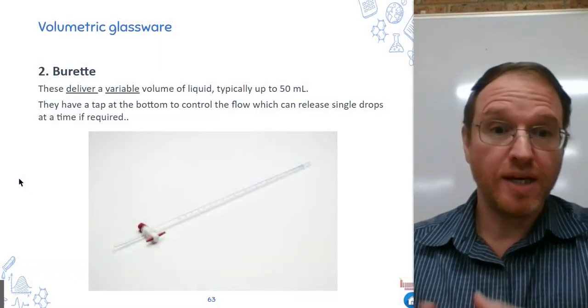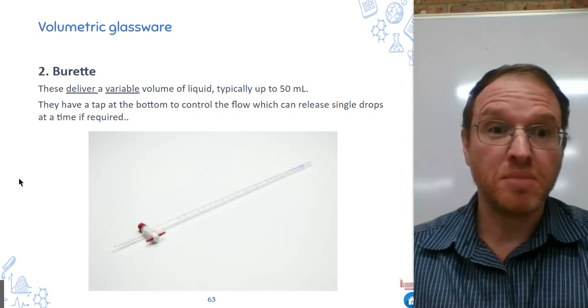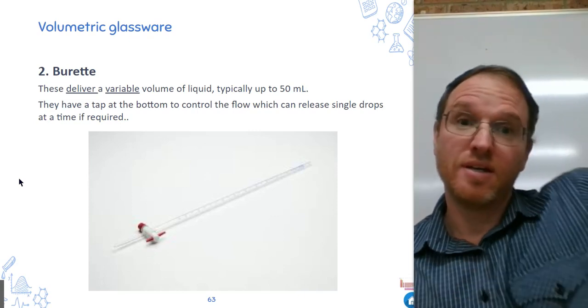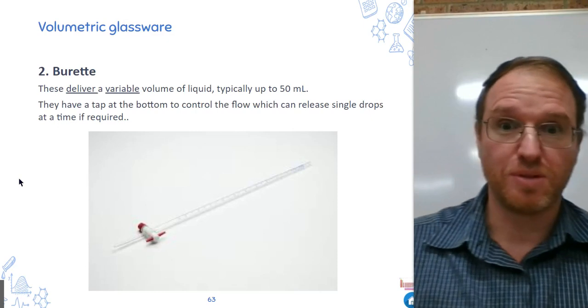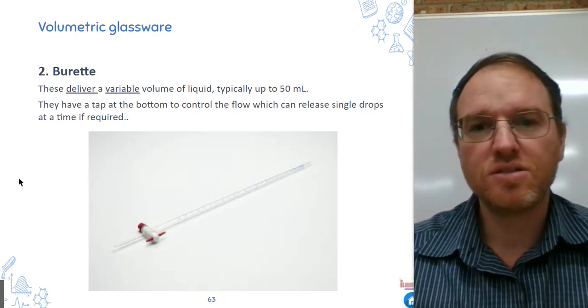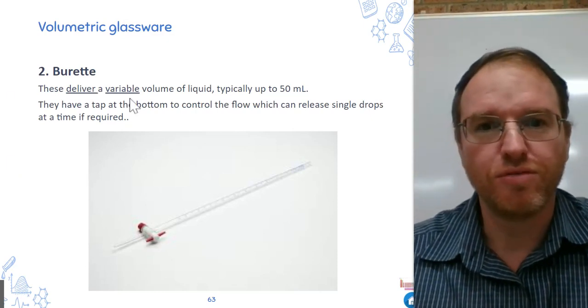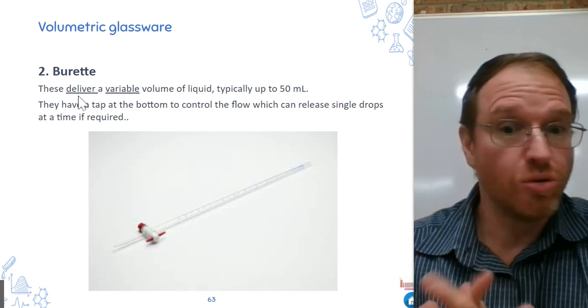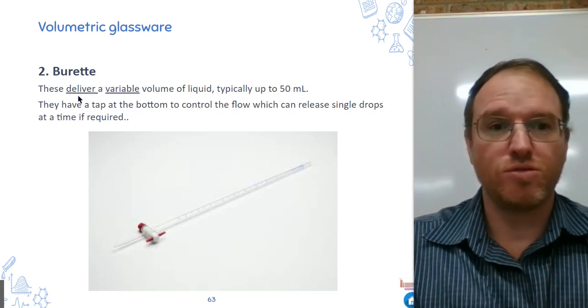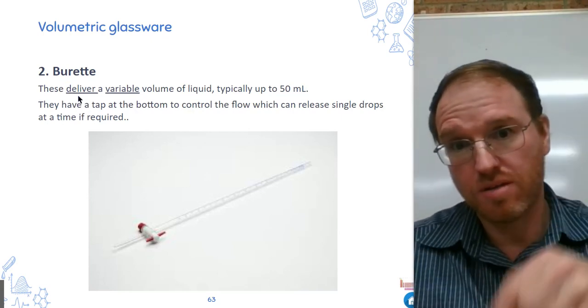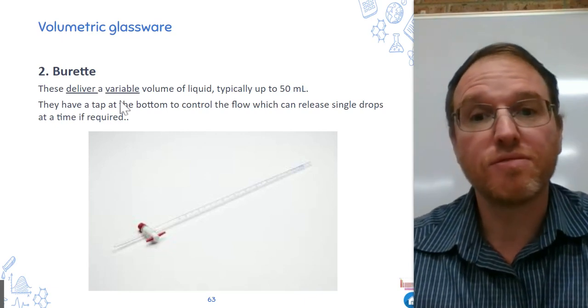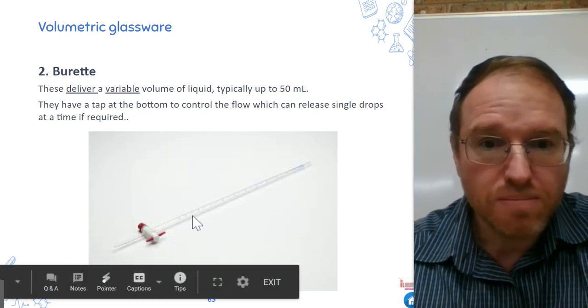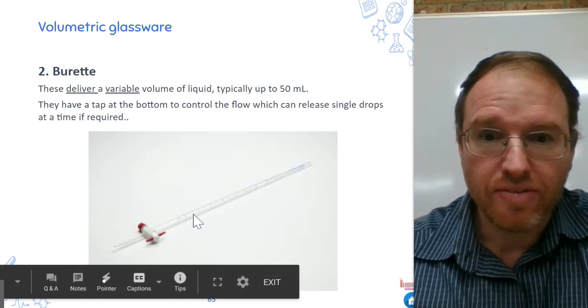This is much bigger. You can't tell from the picture, but they are about 1 meter long. When you put them in a clamp, it's hard to reach up into the top to pour things in. And these deliver a variable volume of liquid. So you don't do your reaction in a burette. It's just for transferring a liquid, measuring a certain amount into another container, but it's a variable amount. You can see in the picture probably there's a scale and there's a tap.